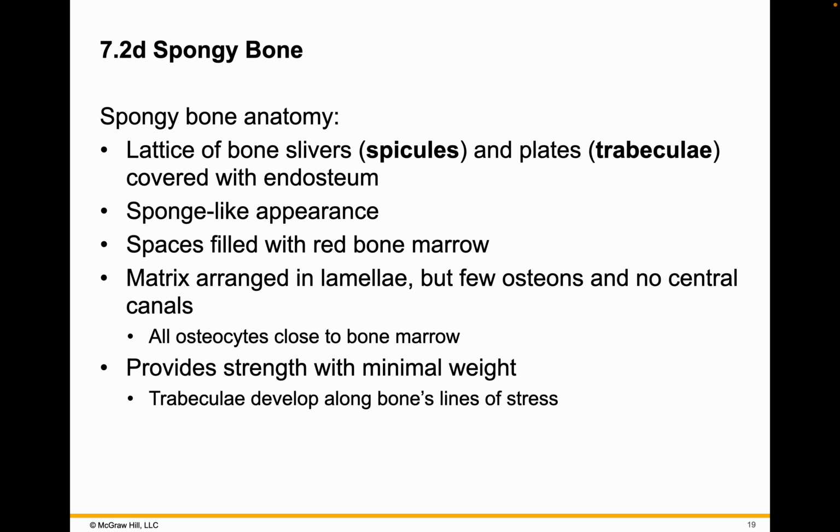Spongy bone, on the other hand, is a lattice of almost bone slivers called spicules and plates or trabeculae. They're all covered with endosteum. Gives them a sponge-like appearance, as you might recall from an earlier image. Spaces here are filled with red bone marrow. The matrix is arranged in lamellae, but there are few osteons and no central canals. All osteocytes remain close to the bone marrow. This is going to provide strength with minimal weight.